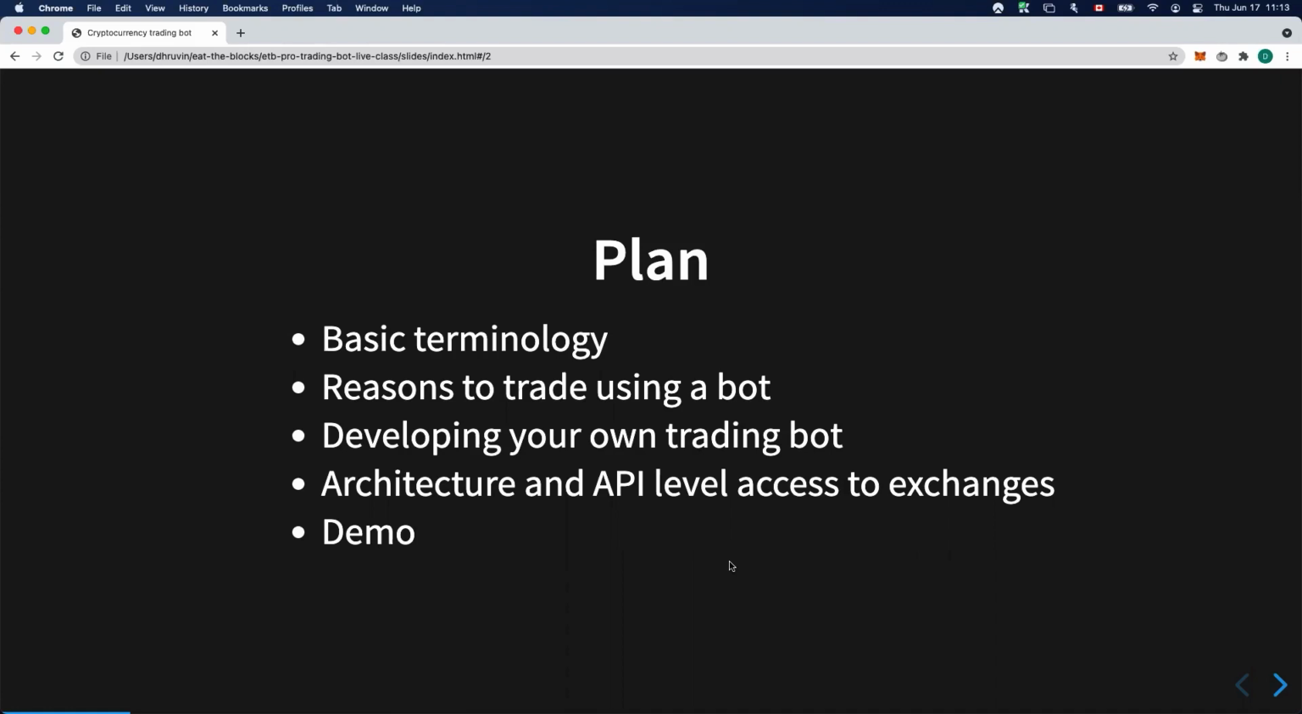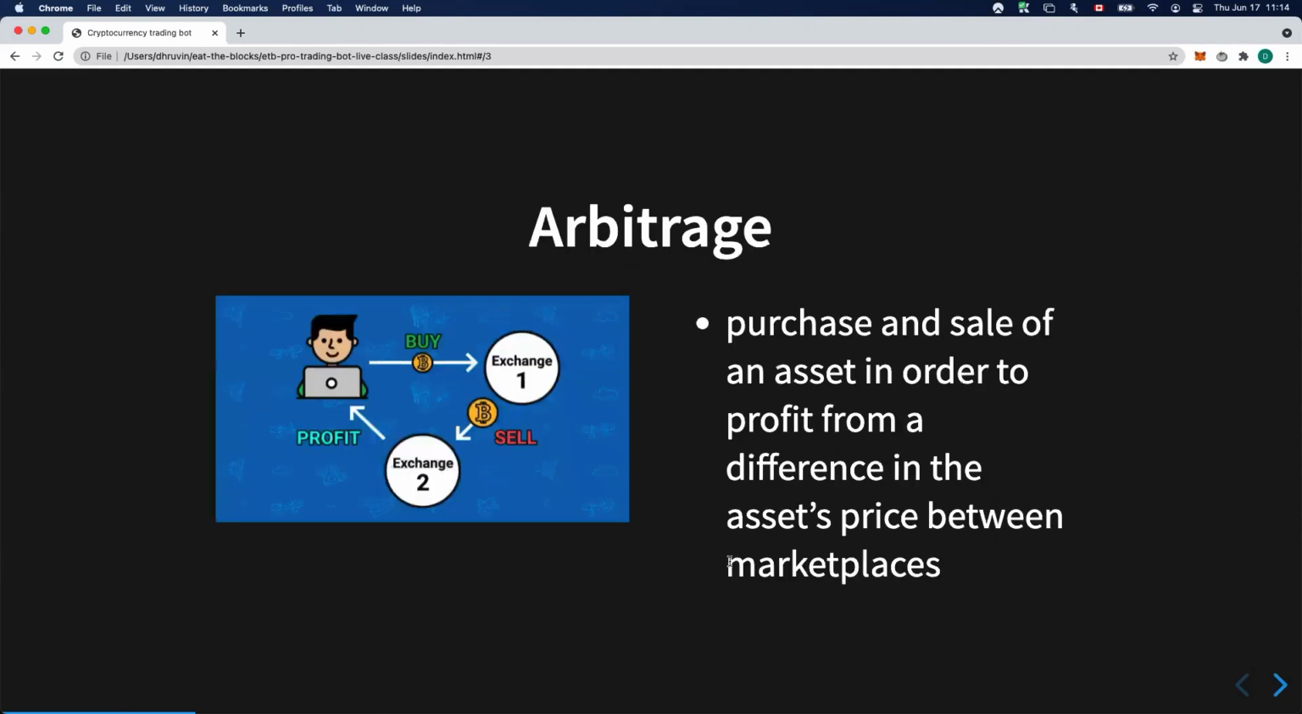However, we're going to focus on a subset of the full architecture of the trading bot, and that should be good enough to get you started with coding the bot for production purposes. Then it will be followed by the demo and question and answers, and that is when we're going to wrap this live class.